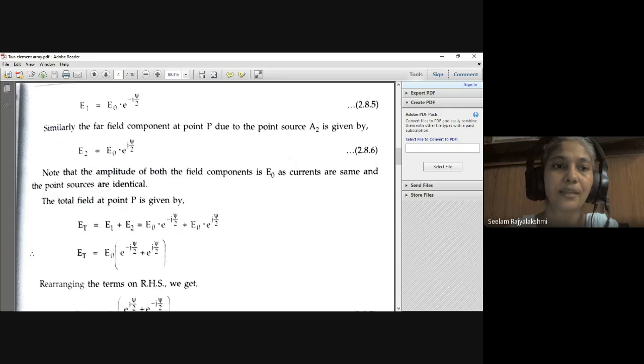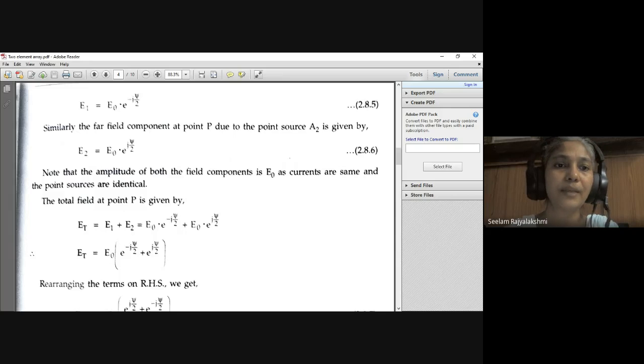Note that the amplitude of both field components is E naught, as the currents are the same and the point sources are identical.